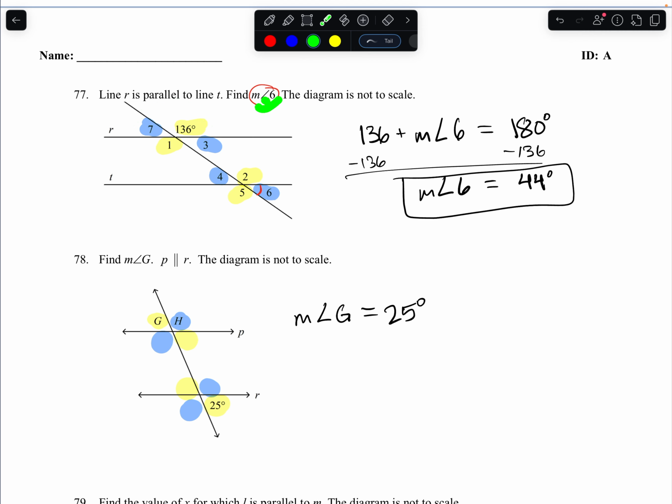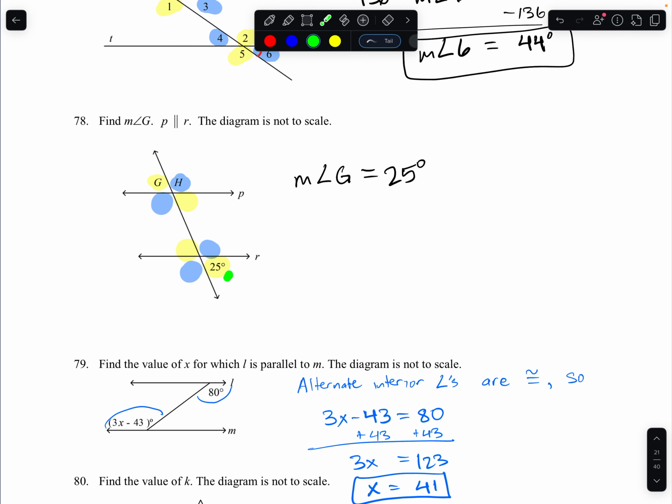So if we want the measure of angle 6, that's a blue one. This yellow one is 136. So 136 and the measure of angle 6, those are going to add up to 180. Solve for the measure of angle 6, you should get 44 degrees.